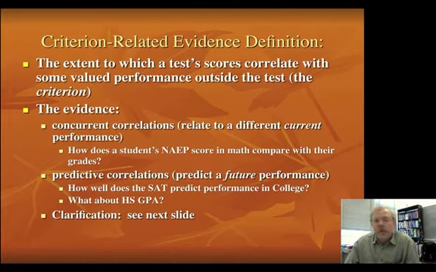So we could do concurrent correlations where we're relating your score on one measure to a score on another. So how does a student score on the National Assessment of Educational Progress, or NAEP, in math compare with their grades? So if kids are doing well on this national measure, even though kids don't actually get individual scores on this measure, does that relate to them doing well in their classroom grades?